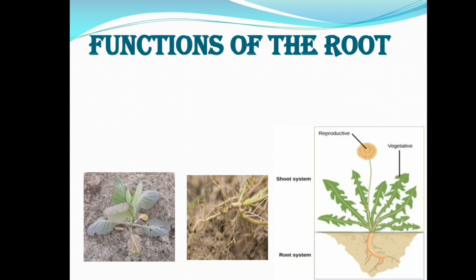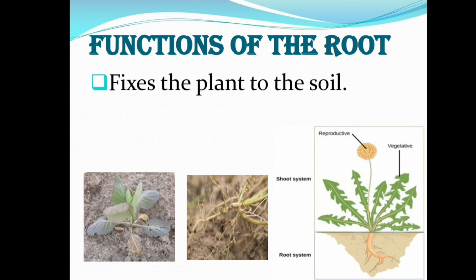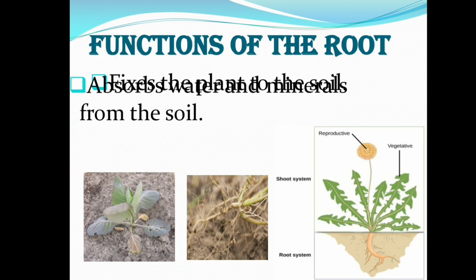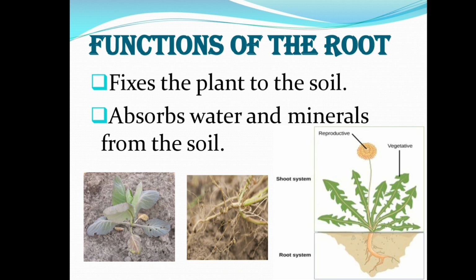Functions of the root: fixes the plant to the soil, absorbs water and minerals. So what are the functions of the roots? The root fixes the plant to the soil, and the main work is that the root absorbs water and minerals from the soil. What is the main function of the root? It absorbs water and minerals from the soil.